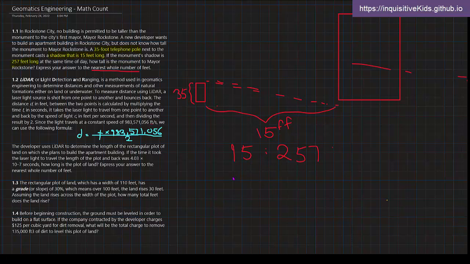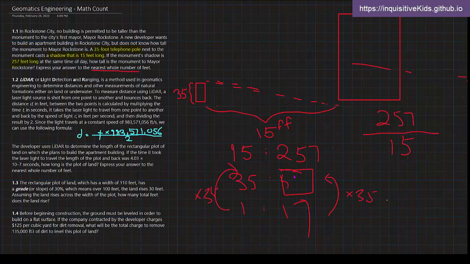So we know that the telephone pole is 35 feet. So what would this spot be? Well, first let's find 1. What would it be if it was a 1? Well, then on the right side it would be 257 divided by 15. We want to get an equivalent ratio, and that's about 17. So if I multiplied 35 up here, I would also have to multiply 35 on the right side by 17, and that equals a good 595, which means that the height of the monument to Mayor Rockstone is 595. Remember that label, so feet. The answer is 595 feet.